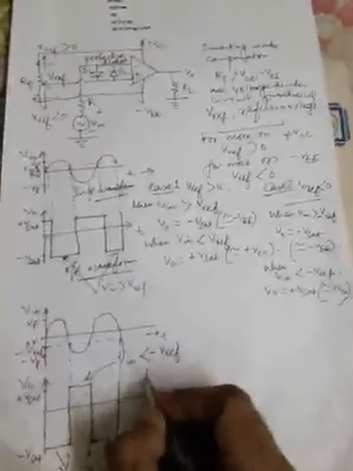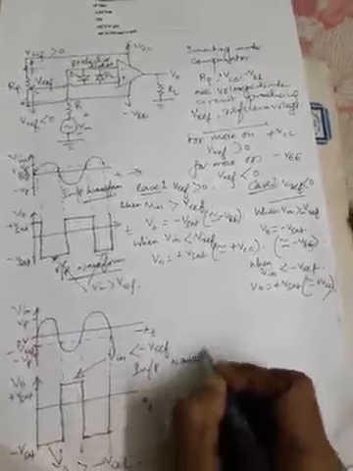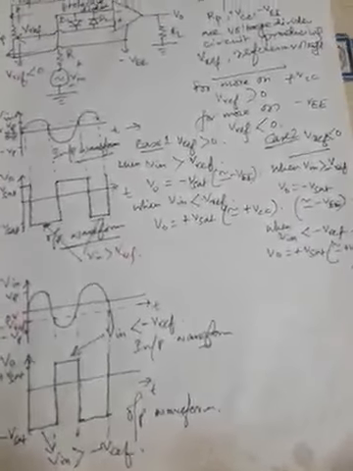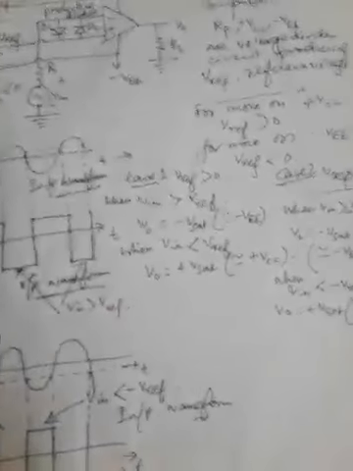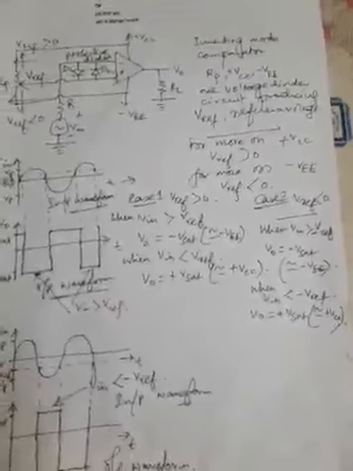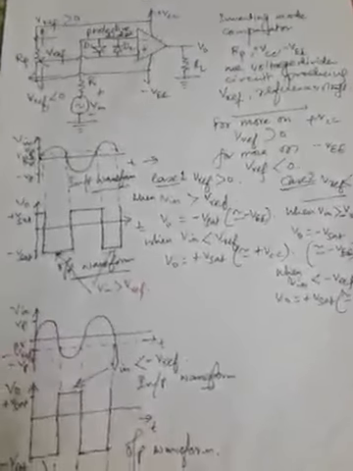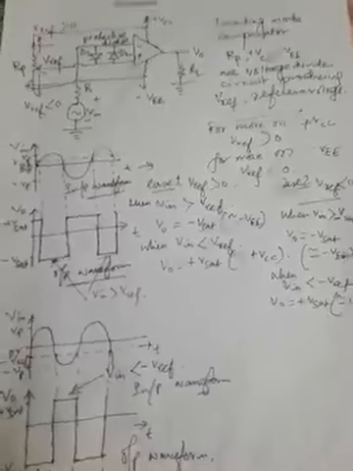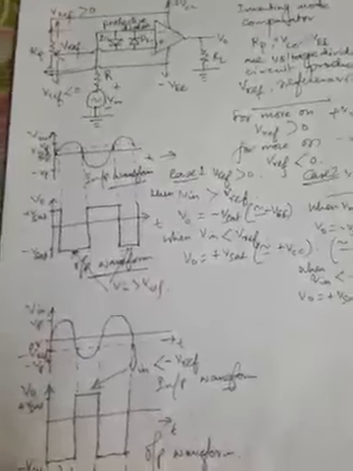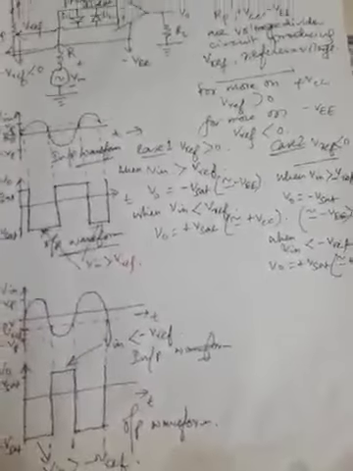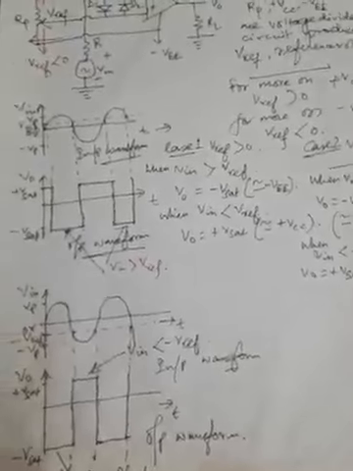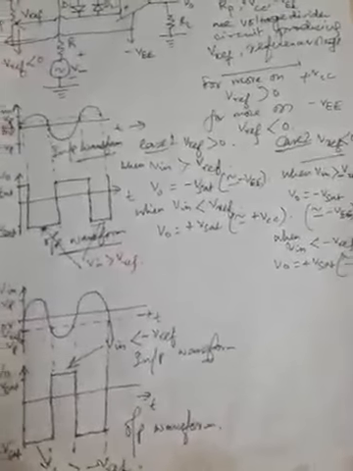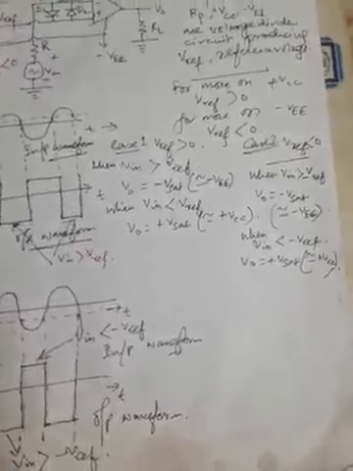So in this way, this is the input waveform, and the output waveform can be drawn for case 2, when the reference voltage is negative, that is applied in the inverting mode of operation. So this is all about the working of the basic comparator, considering its inverting and non-inverting both modes of operation, and also considering the reference voltage as positive as well as negative.